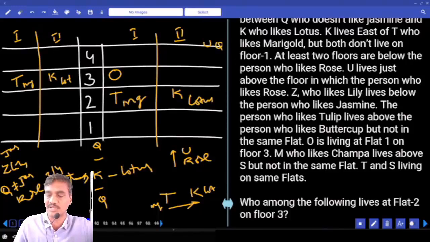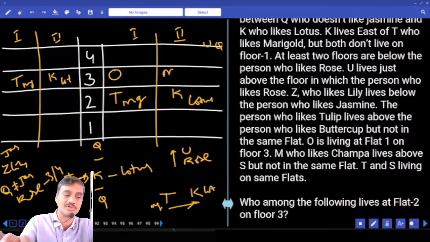M, who likes champa, lives above F. And M who likes champa lives above S. Now where should M be, tell me. M cannot be on the 4th floor because U and Q are on the 4th floor, and this M is above S. M cannot be on the 1st floor. M can neither be on the 1st floor nor on the 4th floor. Hence M must be on the 3rd floor. And M likes what? M likes champa.